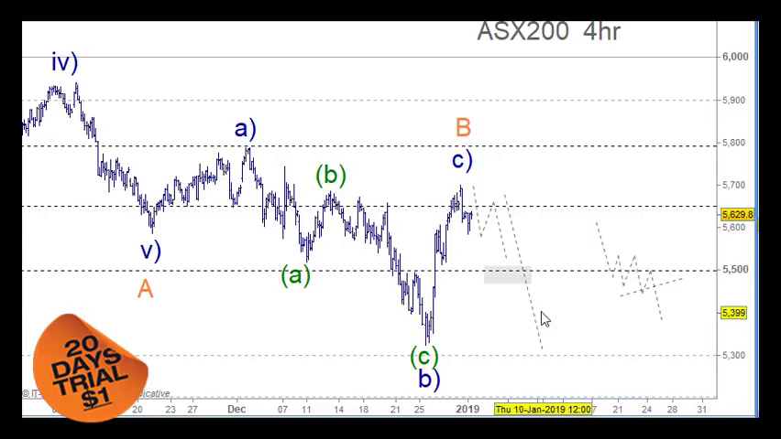The other point too is that if we make a new top here, then we need to be on the long side from that point. But let's just go in and have a little look at this in a bit more detail. So in a nutshell, we're not really going to worry too much about all of this over here. We're really just going to work with this impulse wave to this side, either as wave C here, or up for an A wave here, or even wave 1 here.